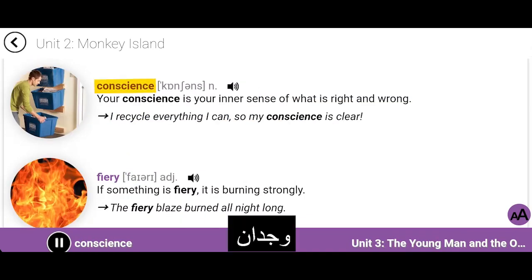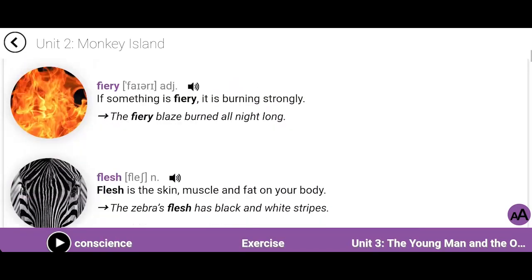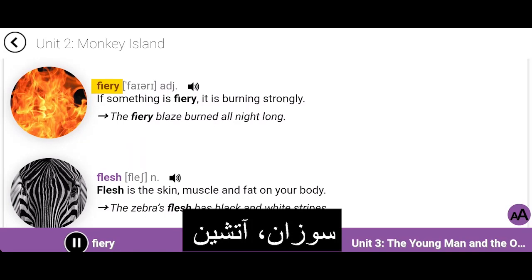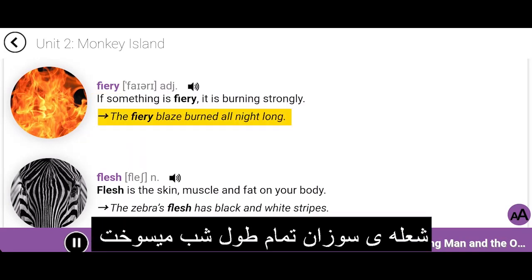Conscience. Your conscience is your inner sense of what is right and wrong. I recycle everything I can, so my conscience is clear. Fiery. If something is fiery, it is burning strongly. The fiery blaze burned all night long.